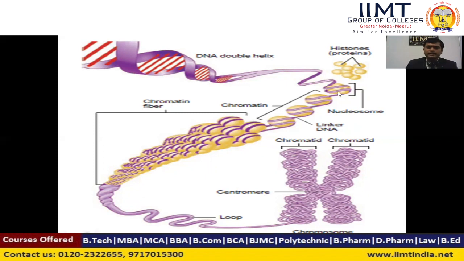So chromatin is condensed to form a chromatin fiber. With further condensation, it condenses together to form a chromatid. After the formation of chromatids, they join together. These chromatids join together at the central region known as the centromere and form the chromosome. So this is the representation of how the whole genetic material is organized within the cell.